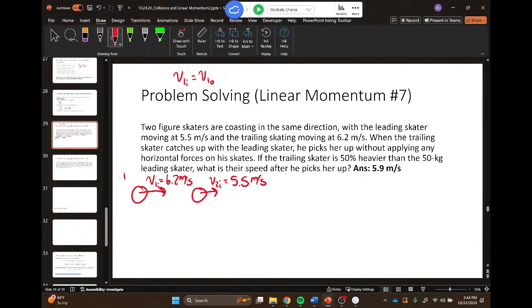All right, that's my initial. And then final, they're stuck together, and they're moving with some final velocity. I don't need to label this as 1, 2, or 3. If all the things are stuck together, I'm just going to call it VF. You could call it VF 1, 2, I guess, if you really wanted to. But if there's only one final velocity because everything's stuck together, I just don't bother. You do whatever makes sense to you.